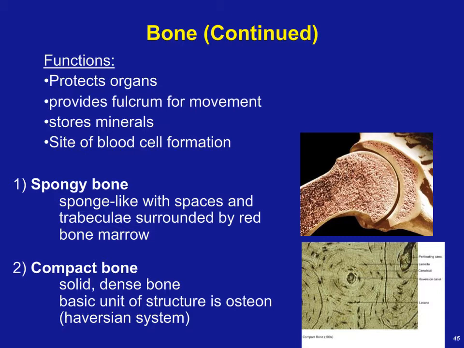Now, the other thing we should point out is that bone tissue can also be a very important site for blood cell formation. Within the epiphyses of our long bones, we have something called red bone marrow, and red bone marrow is responsible for generating red blood cells, white blood cells, platelets, and so on.